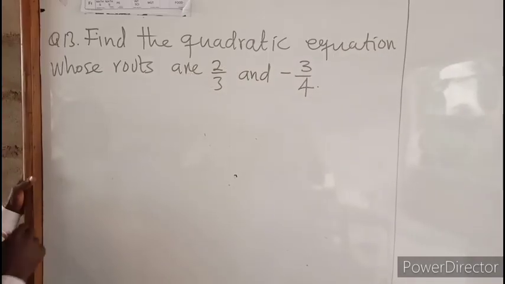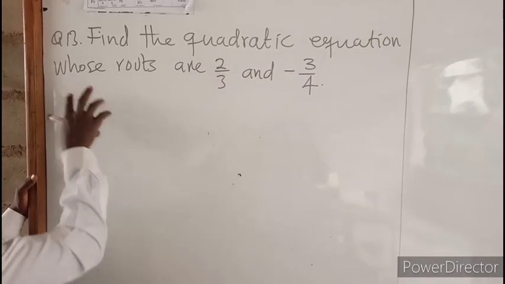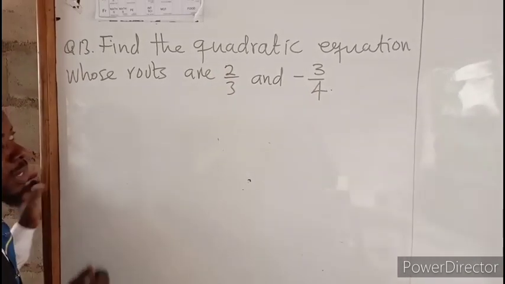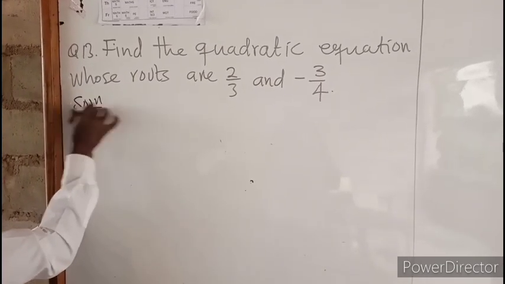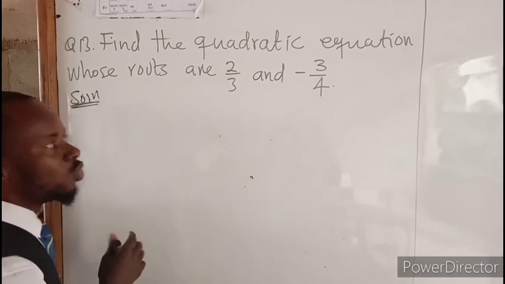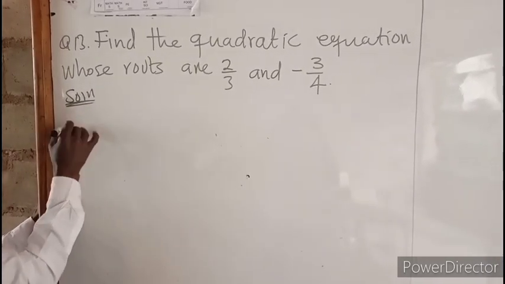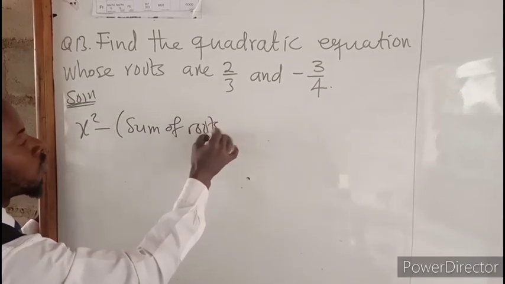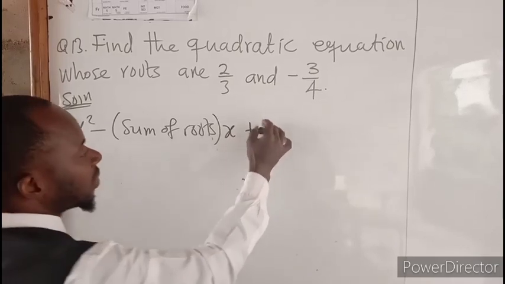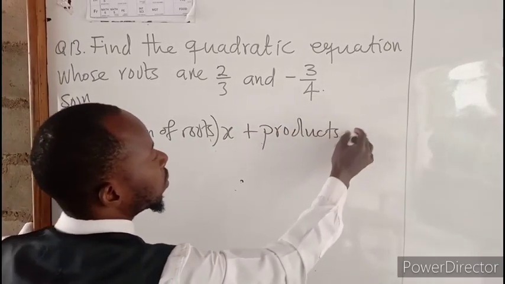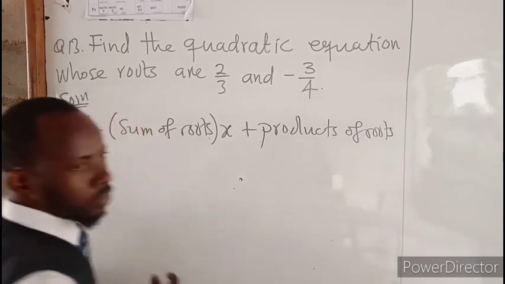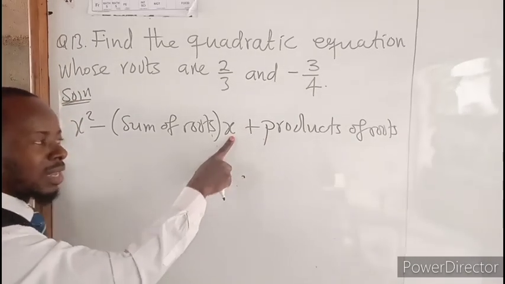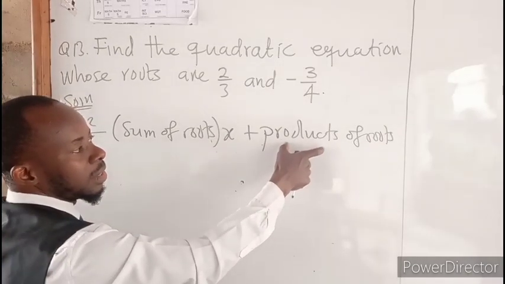Good. Question 13. To find the quadratic equation whose roots are given as 2 on 3 and negative 3 on 4. We know that in solving a quadratic equation, if the roots, meaning the solutions, are given to you, we need to do a substitution into x squared minus the sum of roots times x plus the product of roots. Sum means the addition of the two roots multiplied by x, plus the product of the roots.